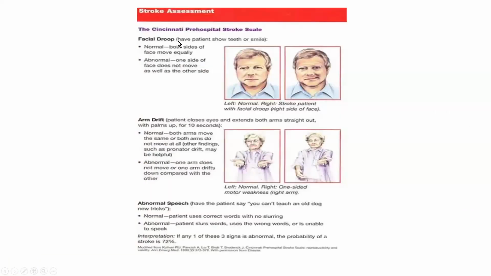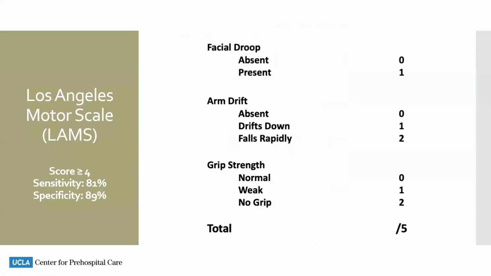So here is the Cincinnati Pre-Hospital Stroke Scale, and probably you're all familiar with that. It has three assessments: facial droop, arm drift, and abnormal speech. That's something that you need to assess and you need to document.